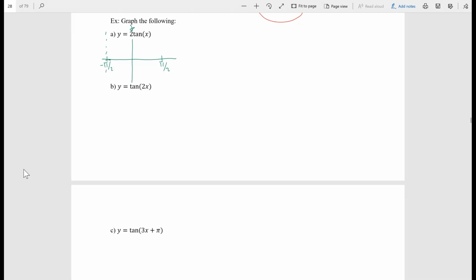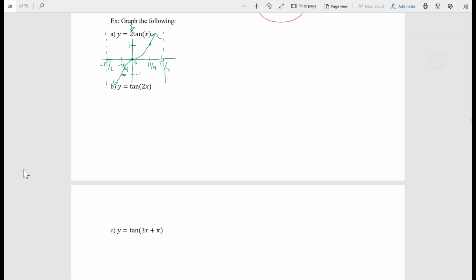There are asymptotes there. And then at negative pi over 4, you're at negative 1. At 0, you're at 0. And at pi over 4, you are at 1. As long as you can remember these shapes, or remember what the graph kind of looks like, you should be okay.